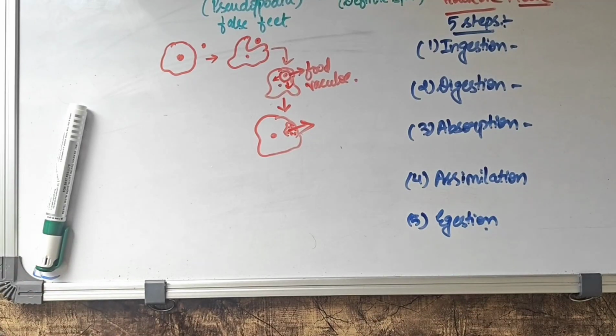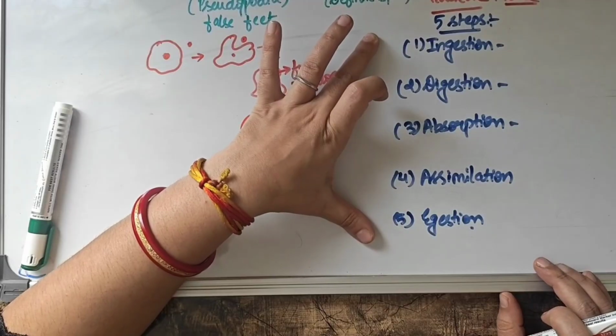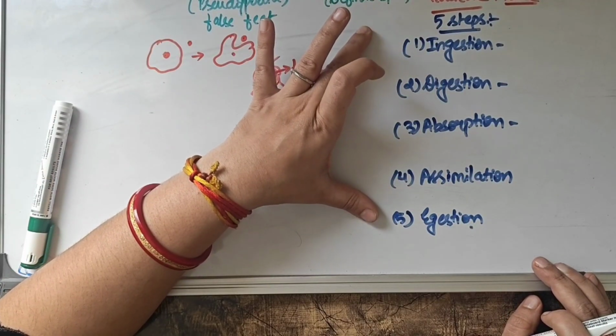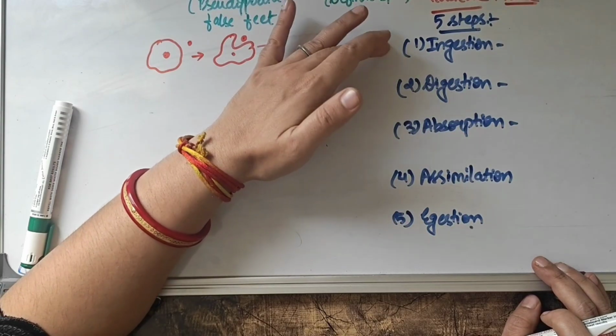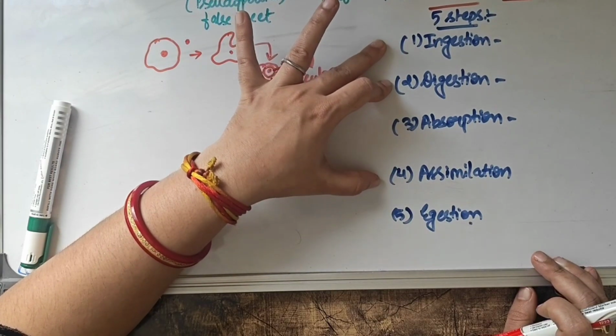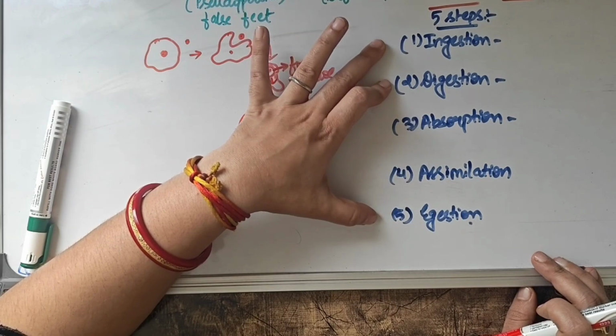Alright, so what am I talking about here? What are these 5 steps? These are the 5 steps through which you, me, and all humans obtain nutrition. The first step is ingestion, followed by digestion, followed by absorption, followed by assimilation, and lastly followed by egestion.